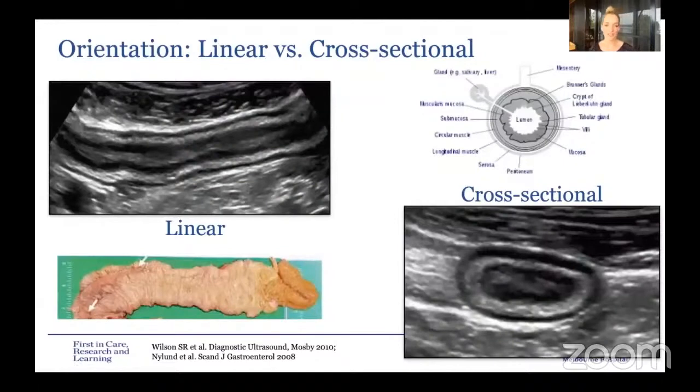There are two orientations. There's linear and cross-sectional, and we interrogate the bowel in both orientations. So this here you can see is that nice linear pattern. That's what it looks like macroscopically. And you can see again those layers of the bowel wall with the lumen in the middle. And this is your nice cross-sectional image. And again, that's what that represents here with the lumen in the middle and your nice striped layers of your bowel wall. It's important to note in your reporting which orientation you're taking your bowel measurements from.